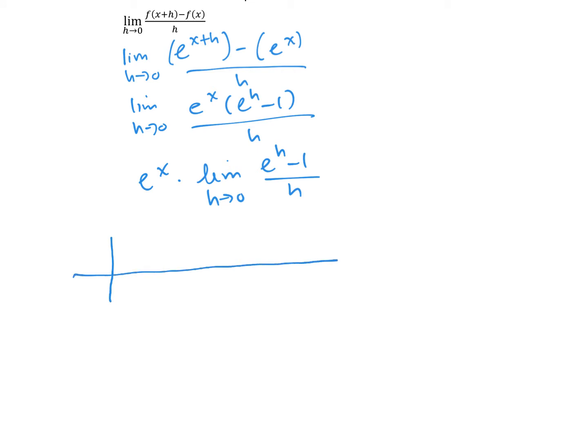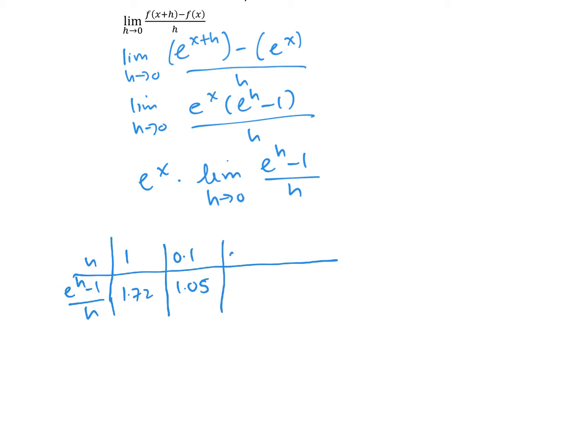I'm approaching 0 from the right side. So this is e to the h minus 1 over h. I'm approaching 0 from the right, so let's start with 1. When I put in 1, I get 1.72. Then I'm going to try 0.1. I sub in that value, I get 1.05.